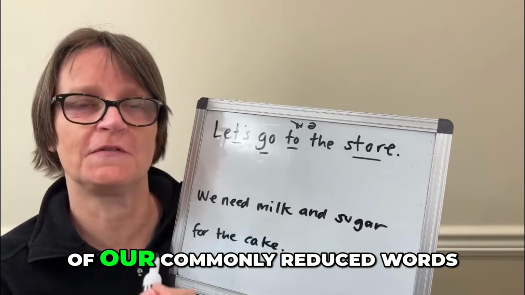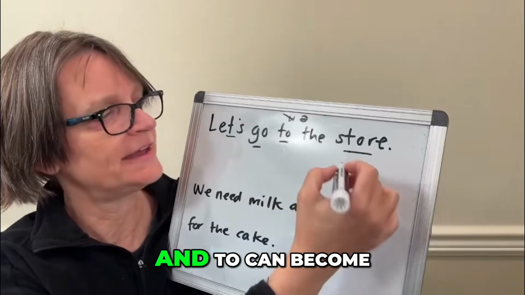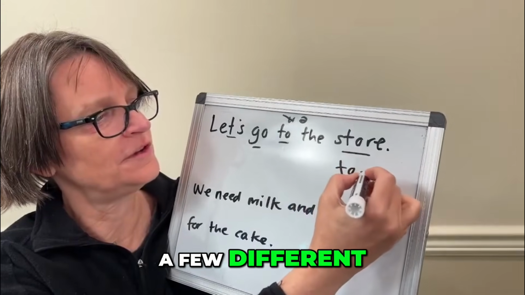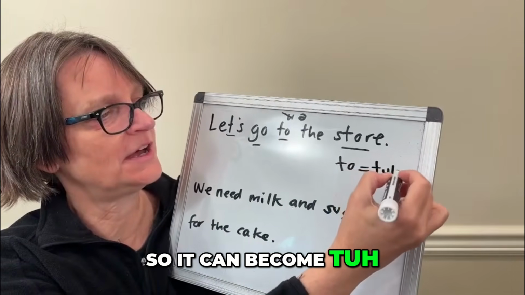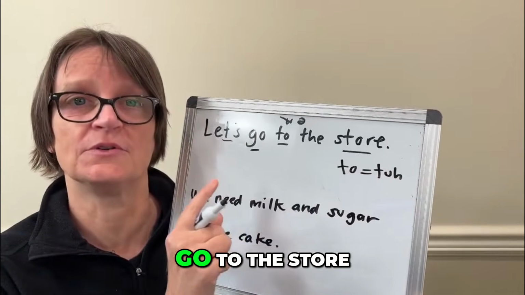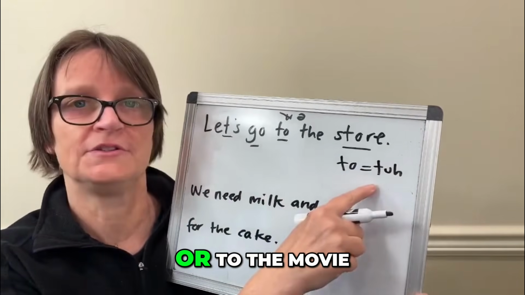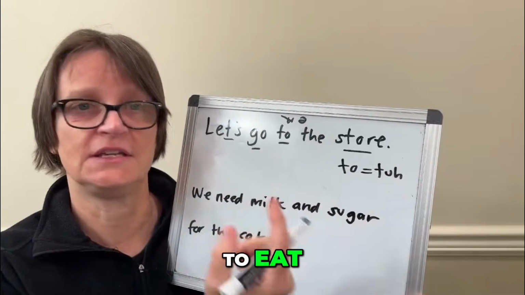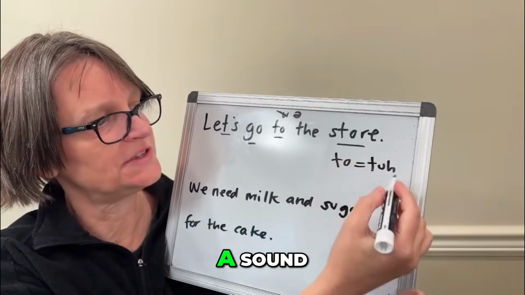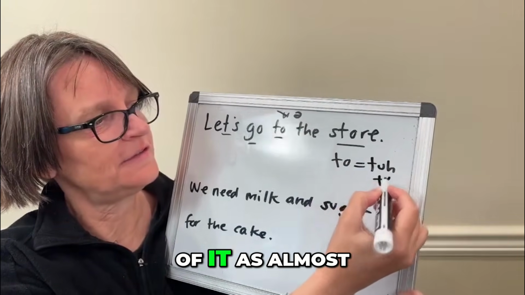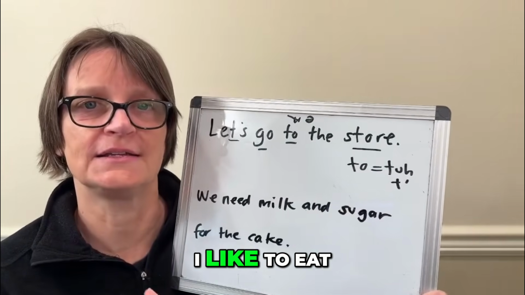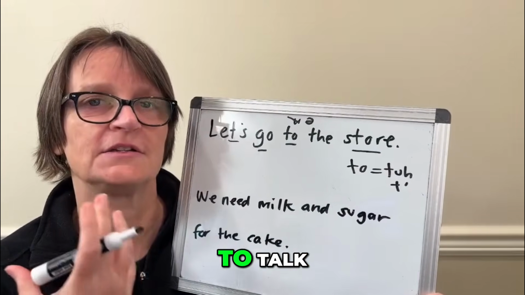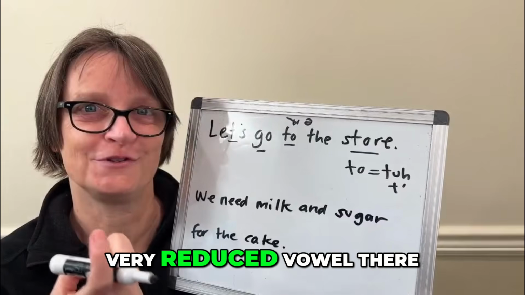So "to" is one of our commonly reduced words, and "to" can become a few different things depending on where it is. So it can become "ta." So I can say go to the store, or to the movie, or to talk, to eat. The "oo" becomes a schwa sound. Sometimes I even think of it as almost having no vowel. I like to go, I like to eat, to talk. It's a very short, very reduced vowel there.